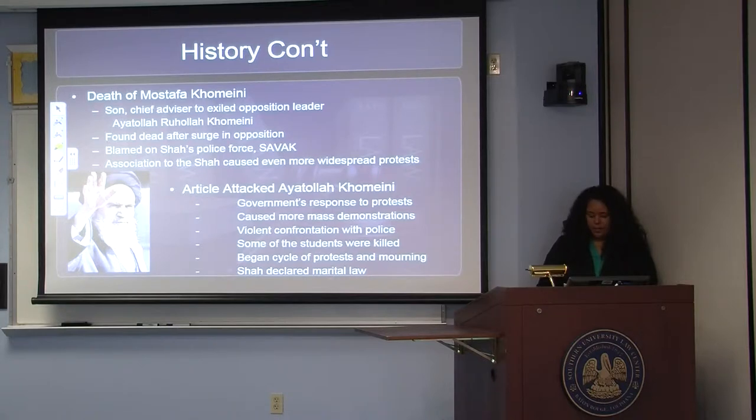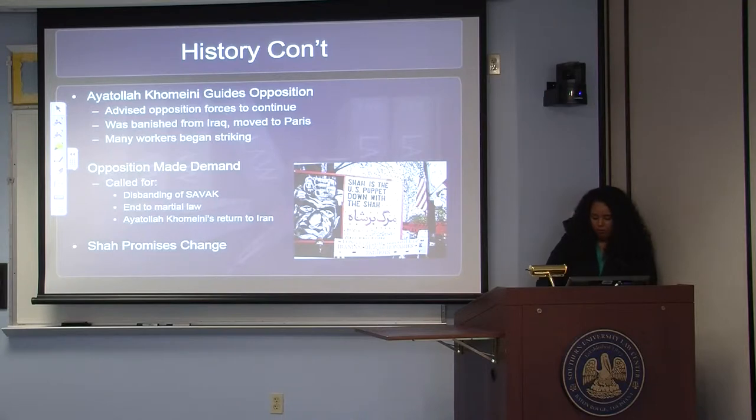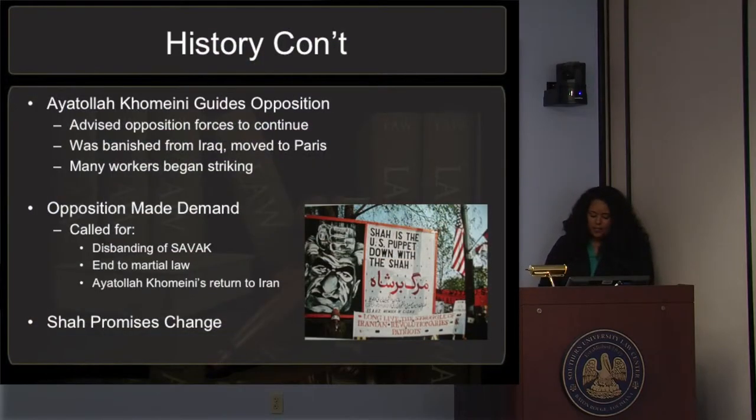There was a 40-day mourning period per Shiite custom, and on the 40th day, there were more protests and more deaths. This resulted in a cycle where deaths resulted in more demonstrations, and at these demonstrations, more protesters died. The Shah, in an attempt to gain some control, declared martial law, which resulted in more attacks on demonstrators. From Iraq, where the Ayatollah had been staying during his exile, he advised opposition forces to continue in their attempts to undermine the Shah. The Shah used his power to have Ayatollah Khomeini banished from Iraq, so Ayatollah moved to Paris, where he found even more freedom to guide the protesters.